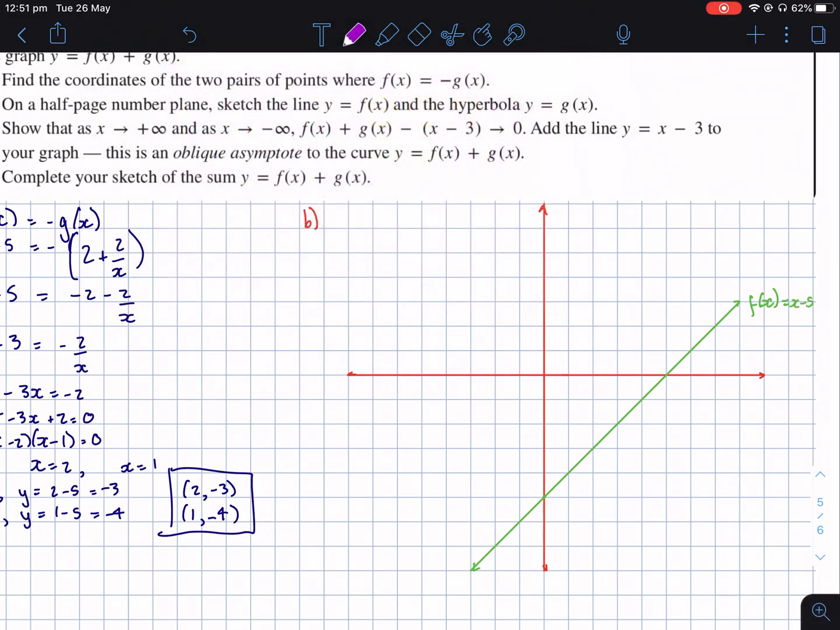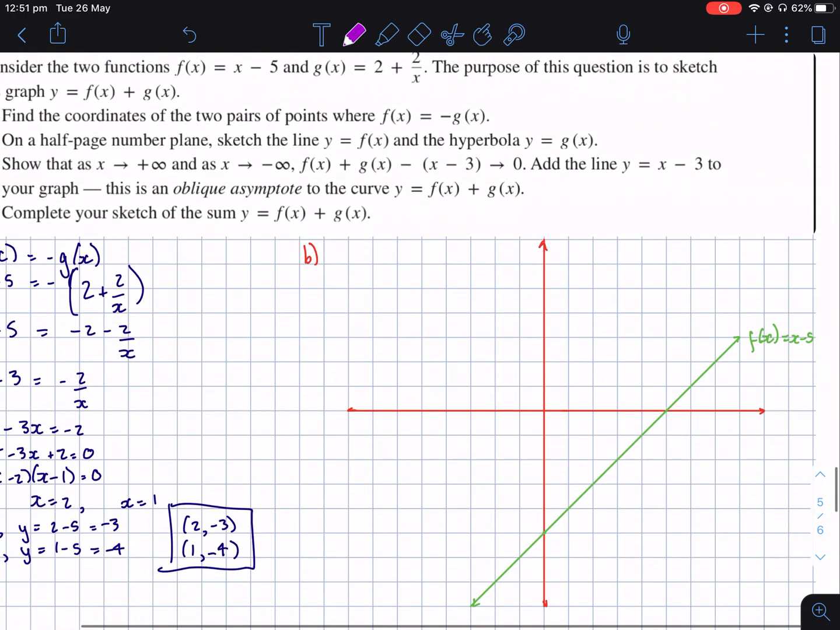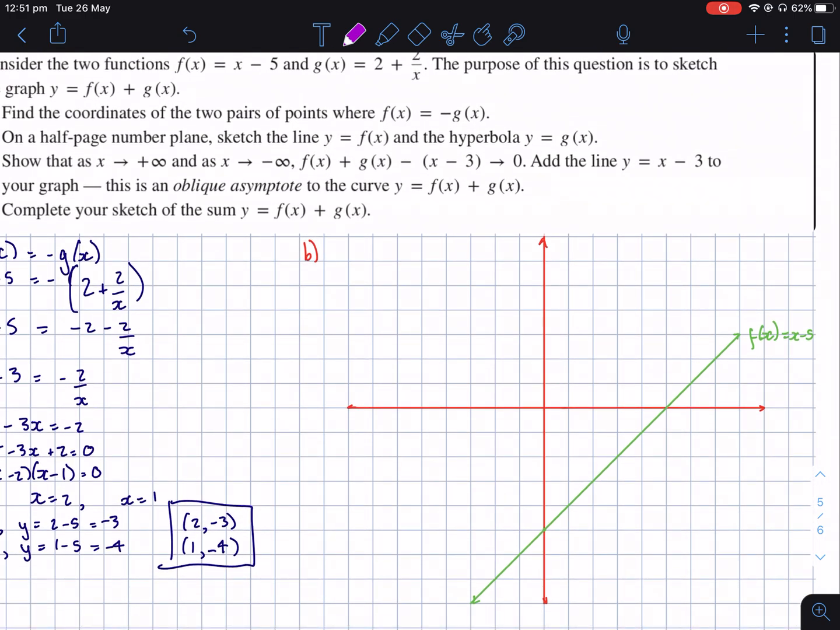Now 2 plus 2 on x. I'm going to sub in some points. So if x equals 0, then it's undefined, so it's got its asymptote there. 2 plus 2 on 1, 4. 2 plus 2 on 2, 3. 2 plus 2 thirds. 2 plus 2 fourths. 2 plus 2 fifths.